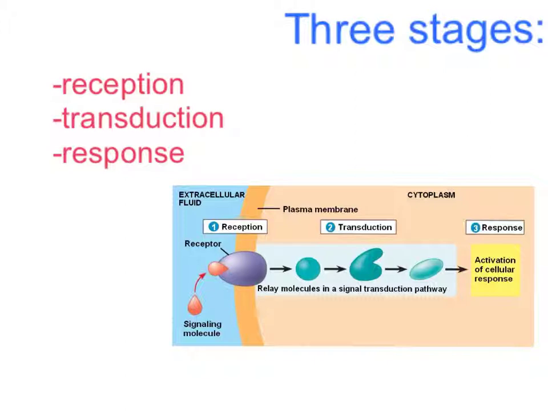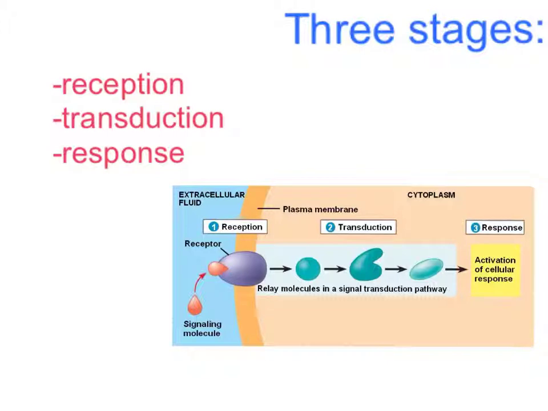Now, there are 3 stages of cell communication: 1, reception, 2, transduction, and 3, response. Now, everyone's seen this picture before in our bio packets. But I'm just reusing it because it's very helpful.